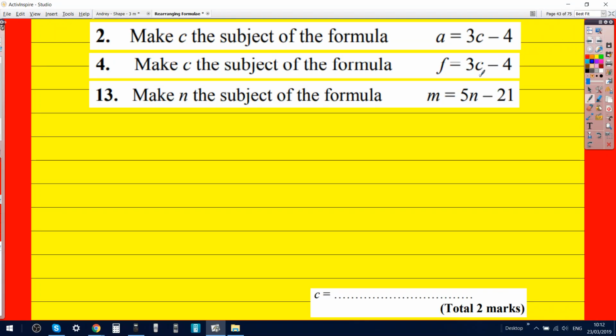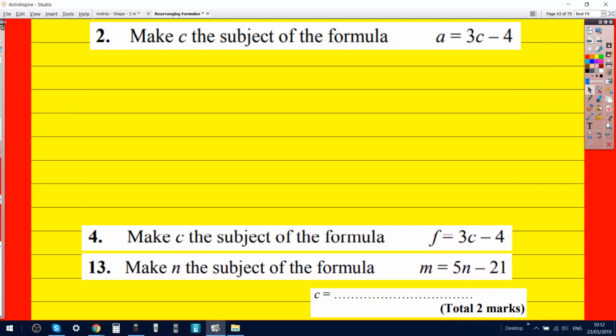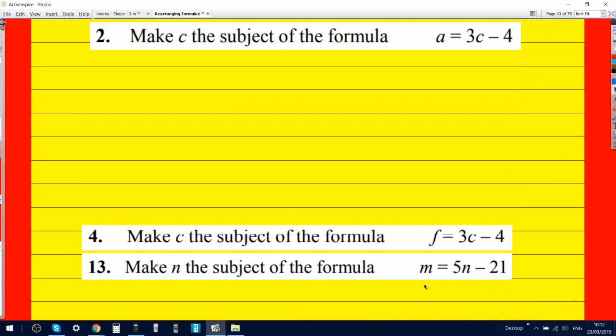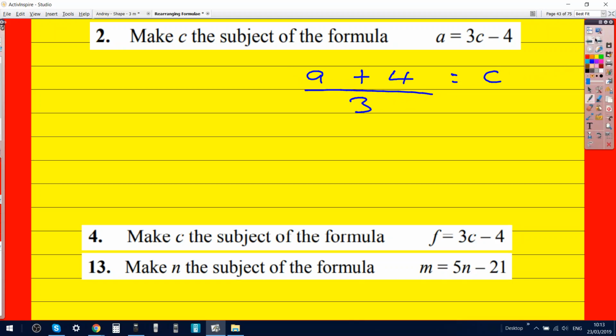Okay. Let's do the first one. So you would add the 4. So would it be a plus 4 divide by 3 equals c? Yeah, you're gonna be fine there.